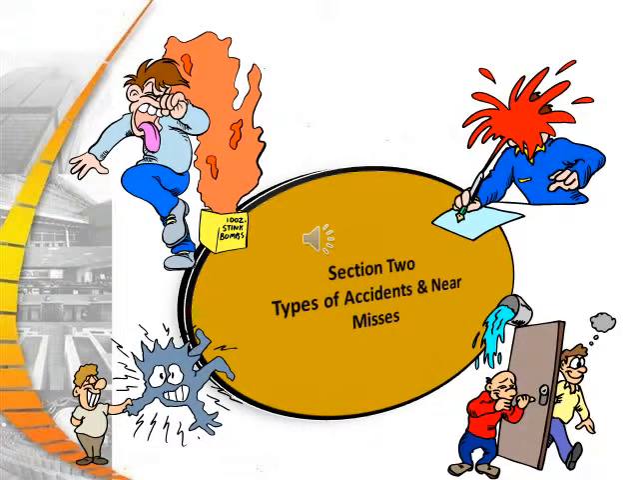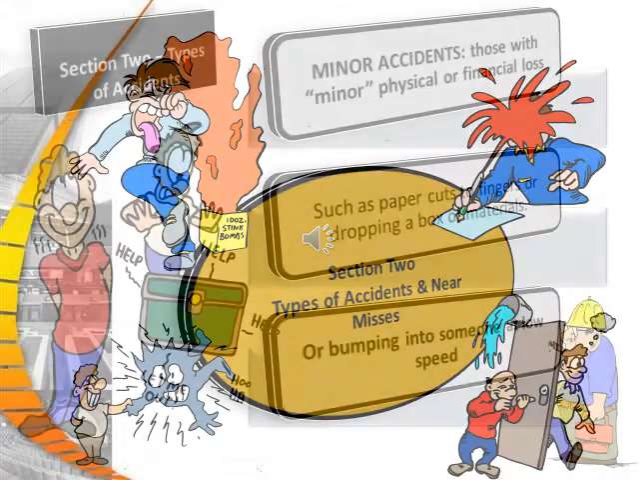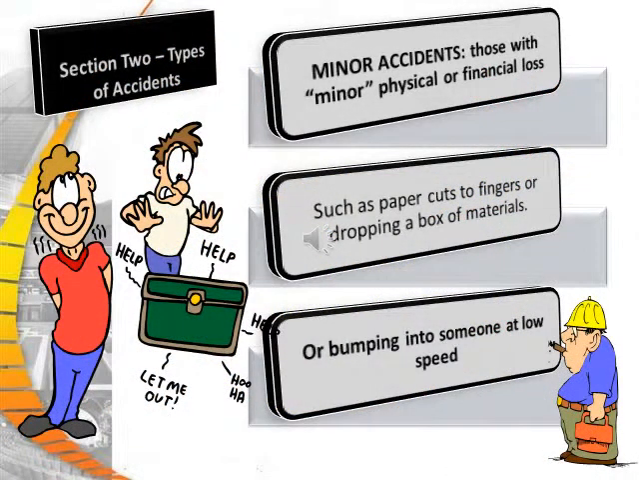Section 2. Types of accidents and near misses. Minor accidents, those with minor physical or financial loss, such as paper cuts to the fingers or dropping a box of materials, or bumping into someone at low speed.